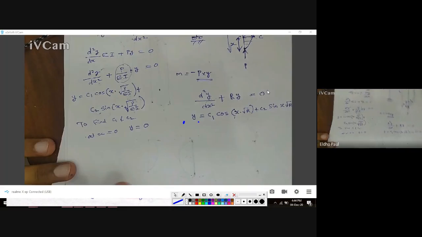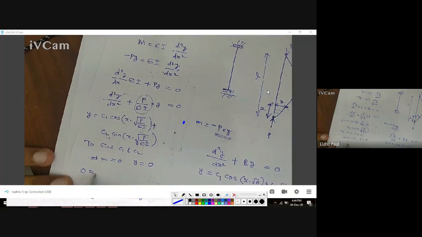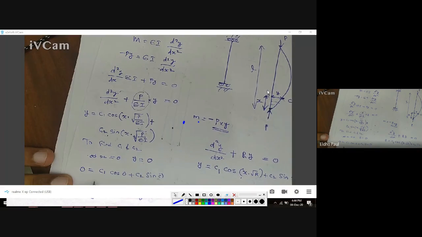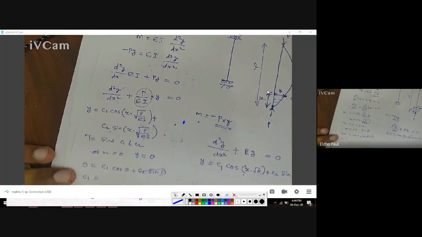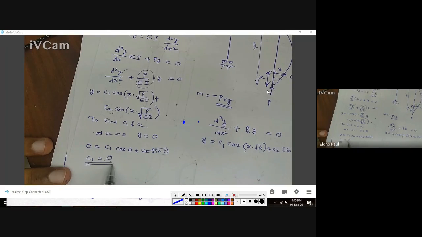Okay. So substitute these conditions here in this equation. So y equal to 0 here. 0 equal to c1 cos x, the value of x is 0, so cos 0, plus c2 sin 0. From this we got c1 equal to... sin 0 is 0, cos 0 is 1. So c1 equal to 0. So this term is equal to 0.